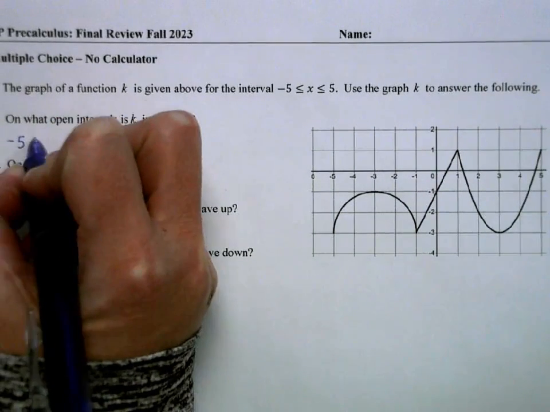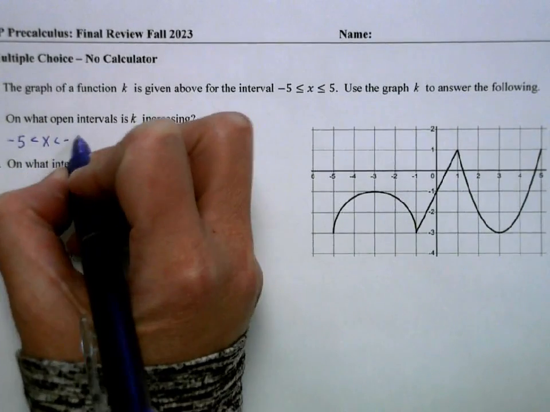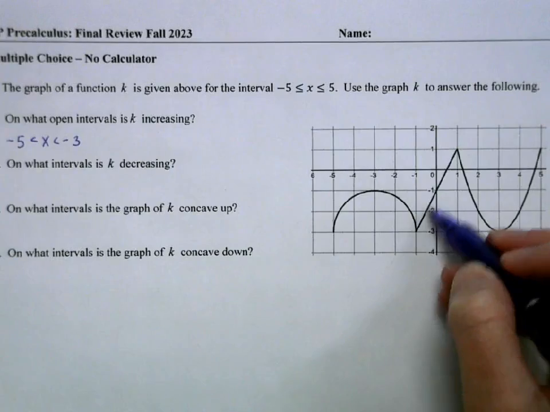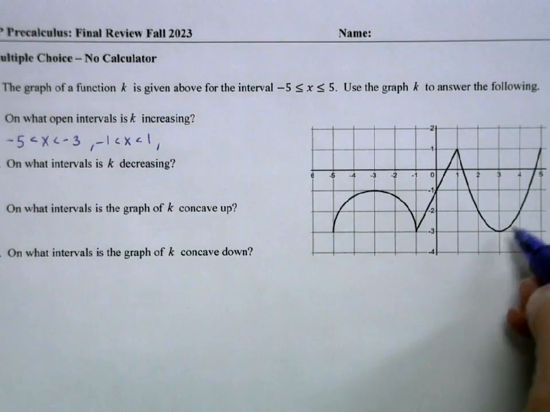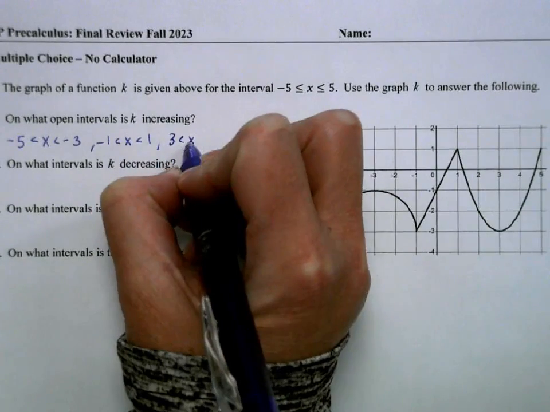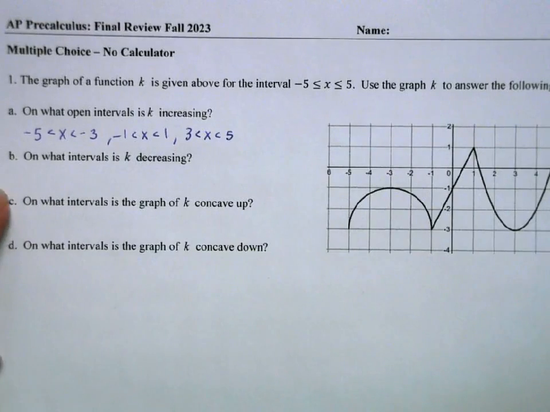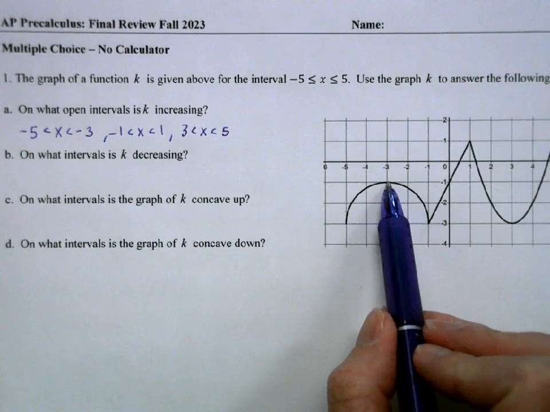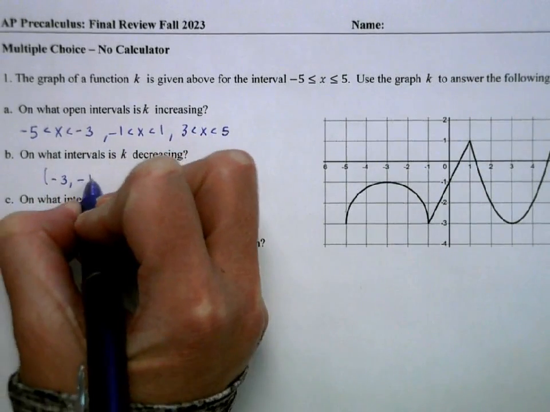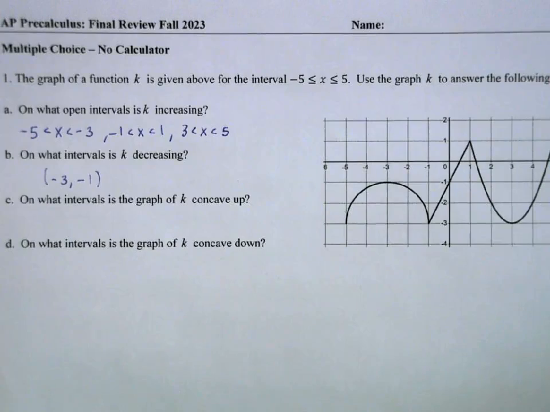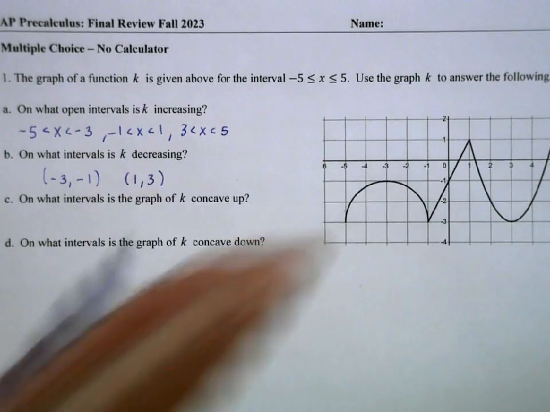So I'm going to write it using inequality notation. -5 to -3 for this one, from -1 to 1, and then again from 3 to 5. Now it could be in bracket notation, so I'll do that for the second one just to show you different things. We're decreasing from here to here, so I could say that as [-3, -1], and that's another way to show an interval. From 1 to 3 is my second one.